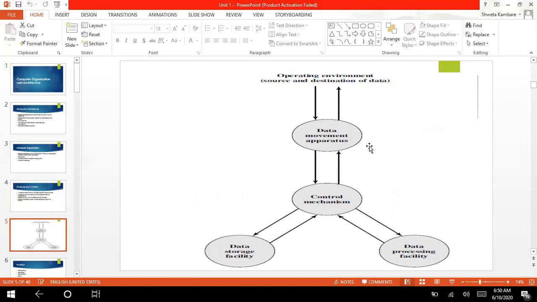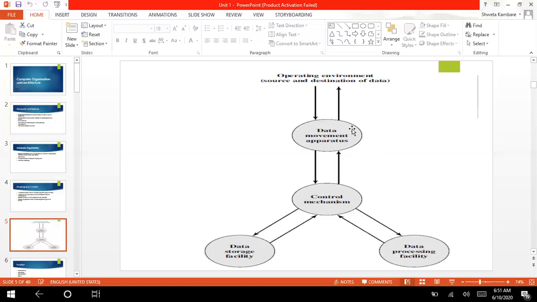Okay, now let's go to our next point. Next point is about how your data moves, and what are the main operations of any computer. Okay, so this is the operating environment of your data movement. So it will show you what is the source and destination of the data.